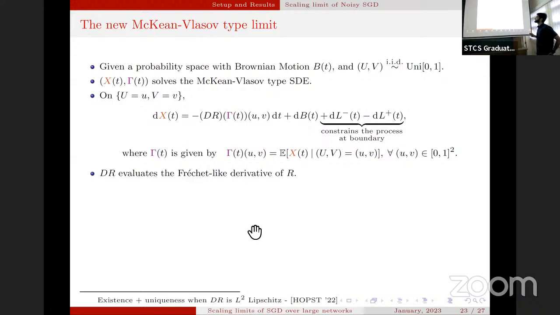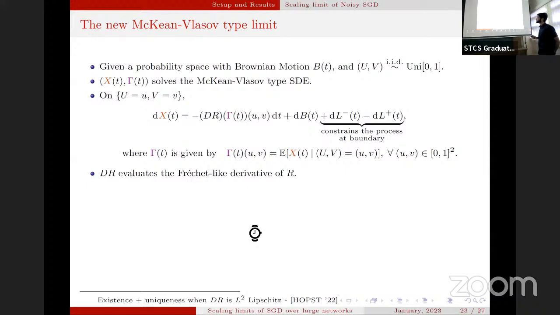Okay, so coming to the McKean-Vlasov type of limit that we also saw earlier. Fix a property space and a Brownian motion on the property space. Sample two random vertices from uniform [0, 1]. By vertices I mean, because it's spatially normalized, you sample two random variables. Similarly to the previous setting, we say that X and gamma solve the McKean-Vlasov type SDE. If you look at the set where you have labeled your vertices capital U and capital V as small u and small v, on that set, there is a single SDE which can describe the limit. And that goes like this.